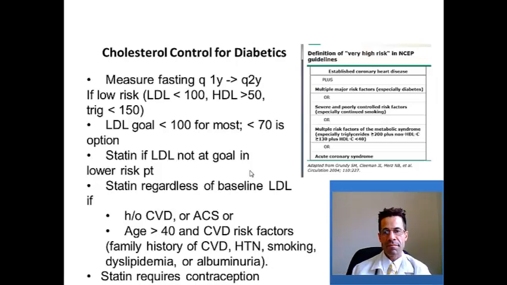In addition, statin medications are recommended regardless of whether or not their LDL is at goal, if the patient has a history of cardiovascular disease or acute coronary syndrome, or if their age is greater than 40 and they have cardiovascular risk factors, such as a family history of cardiovascular disease, which is in a female age less than 60, a first-degree relative, or a male less than age 50, first-degree relative, if the patient has a history of hypertension, smoking, dyslipidemia, or albuminuria.